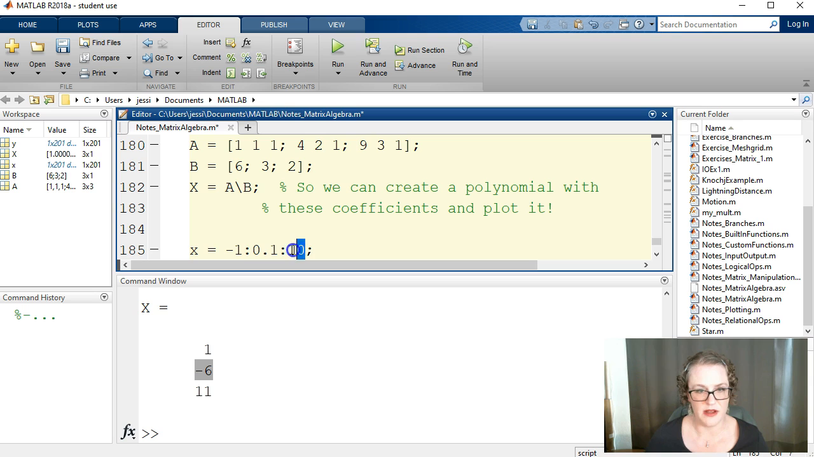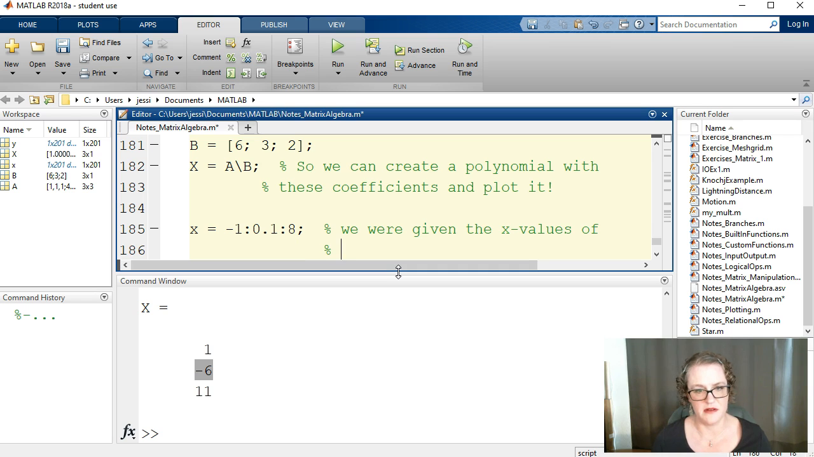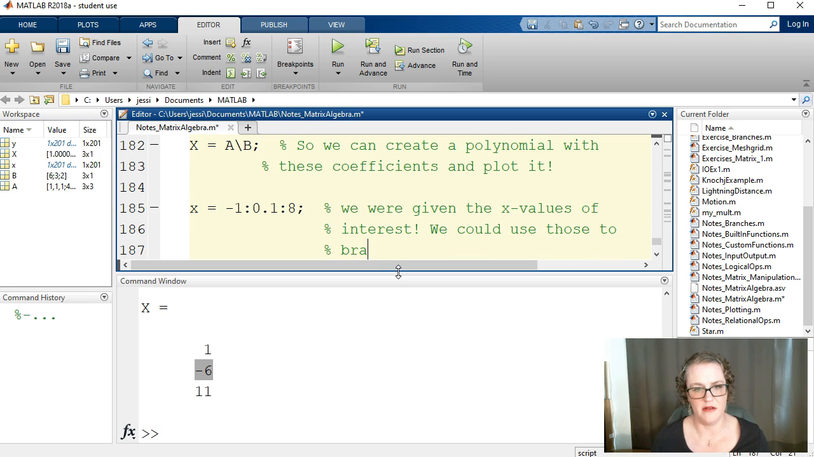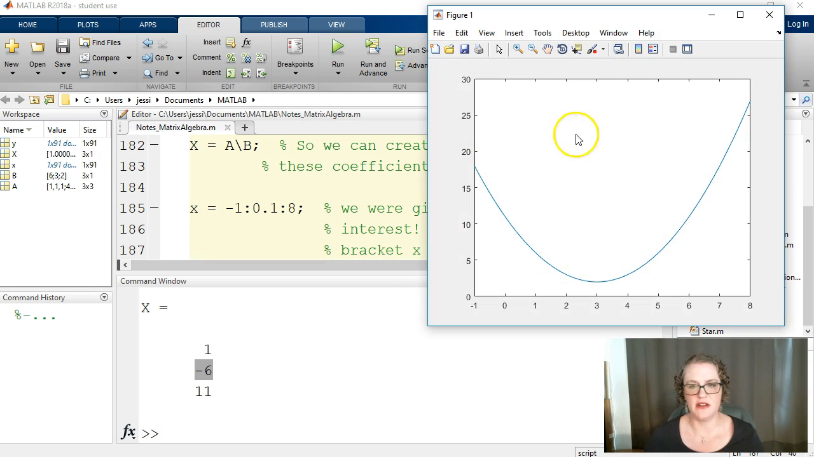Let's go to -1 and go up to 8. Because we were given the x values of interest, we could use those to bracket x for plotting. I just didn't do that. Run section, that's a little better. We can see that the 3 goes around to 2, the 2 goes around to 3, and 1 looks like it's just above the 5, so 1, 6 seems believable.